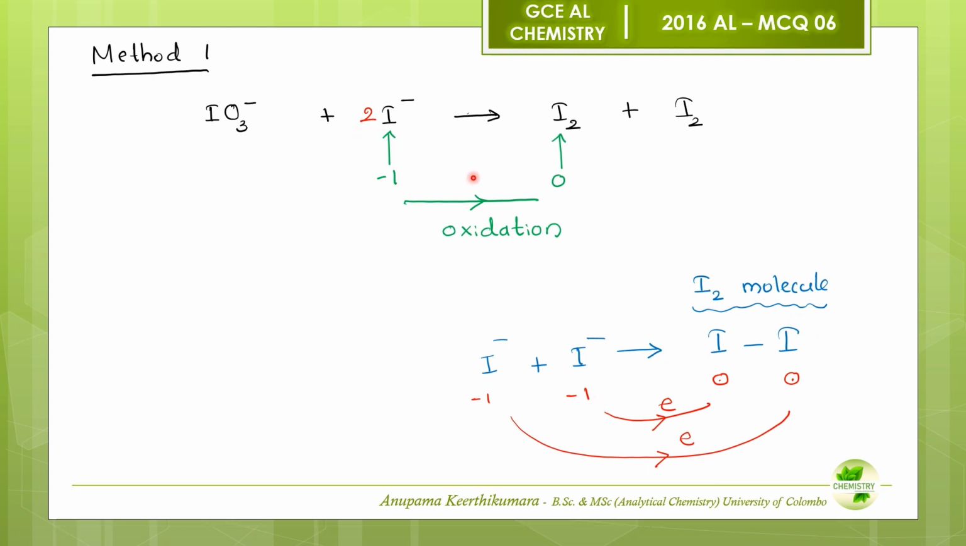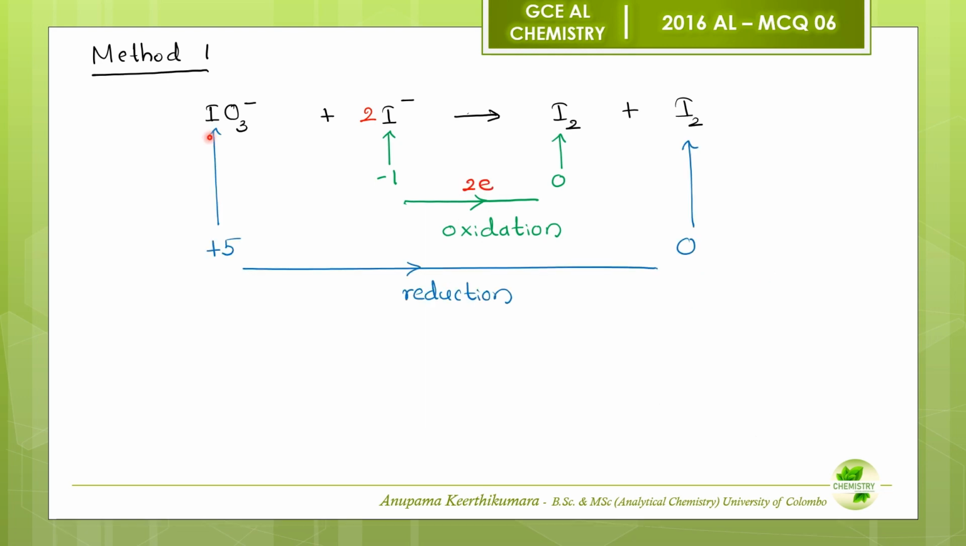Now we need to find the number of electrons involved in this process. Oxidation state of this iodide ion is -1. When this -1 oxidation state converts to 0 oxidation state, 1 electron has been removed. But 2 iodide ions are involved in the production of 1 iodine molecule. Therefore, the total number of electrons released during the process is 2 electrons. 1 electron has been released per 1 iodine atom. Therefore, the total number of electrons involved in this oxidation process is 2 electrons.